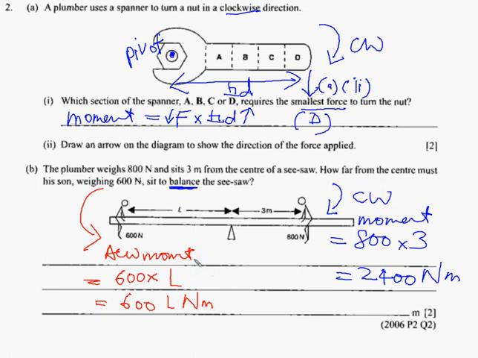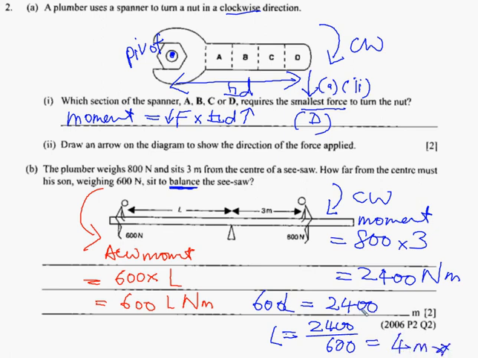In order for the balance to occur, it has to meet the principle of moments, which is that the clockwise moment must be equal to the anti-clockwise moment. So my final step will be equating these two together. So it will be 600 L equal to 2400. So L is equal to 2400 over 600. So my answer will be 4 meters.